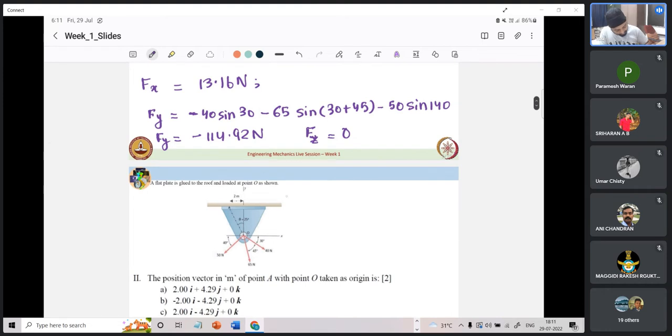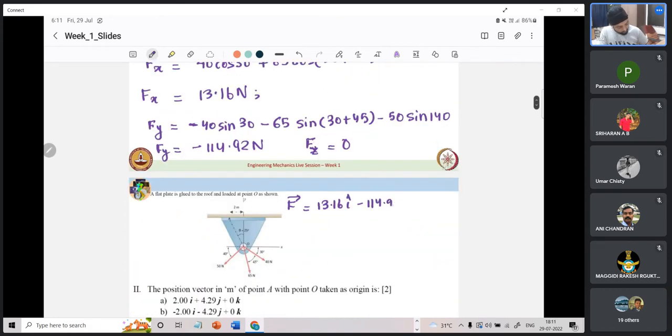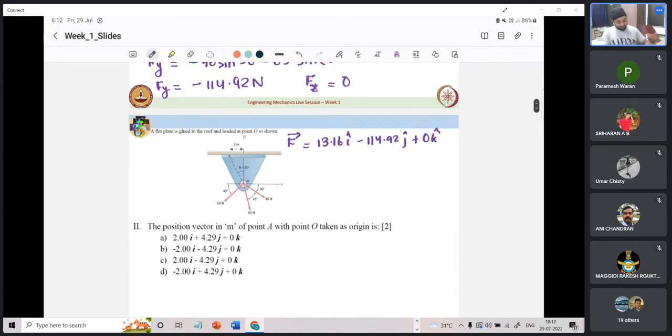Okay, so let us write our force here once. It is 13.16 I minus 114.92 J plus 0K. This 0K we will generally omit, but just for the sake of completeness, I am writing it here. Okay. The next question that is asked is the position vector in meter of point A. Point A is over here. If you see, this is point A, with point O taken as the origin.